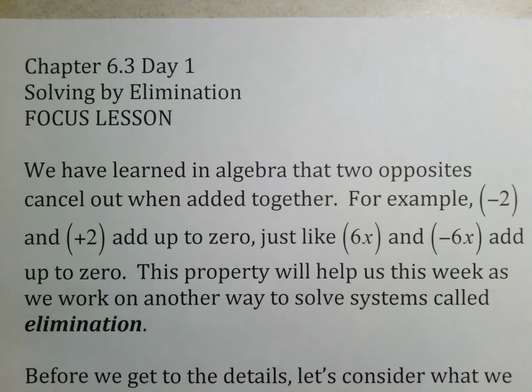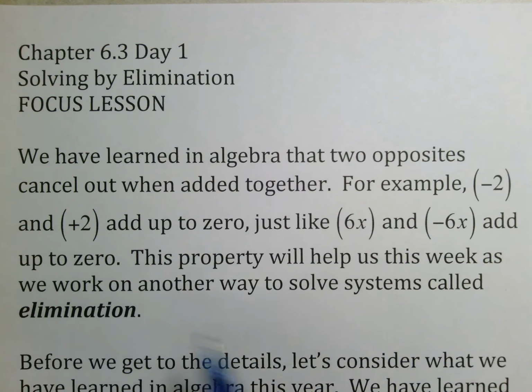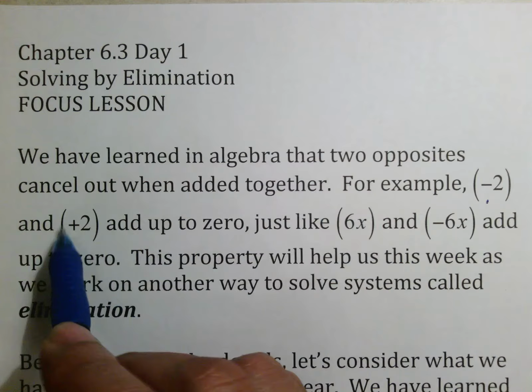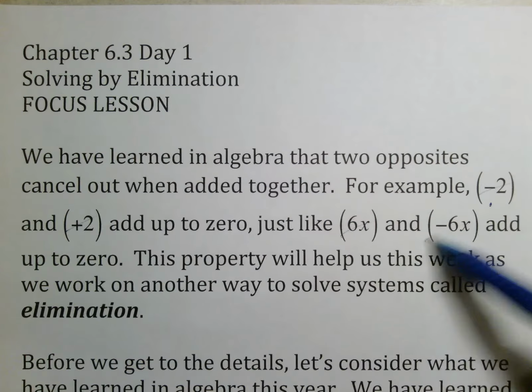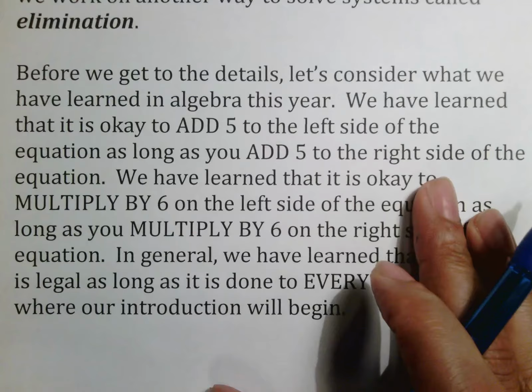One thing we learned in algebra is that two opposites cancel out whenever we add them together. For example, when you add a positive 2 and a negative 2, they cancel, they go away, they make 0. Just like if you put a positive 6x together with a negative 6x, they add up to make 0. This property is going to help us this week as we learn another way to solve systems that we call elimination. Think about what elimination means. It means to get rid of something. And so think about how opposites actually eliminate each other. That is going to be our overall idea in elimination.